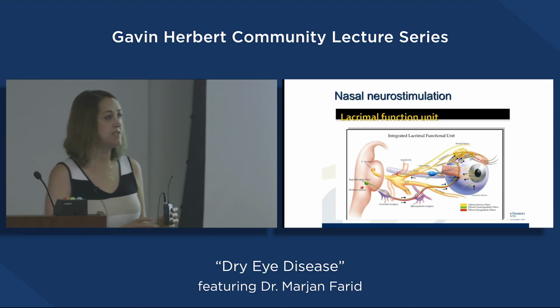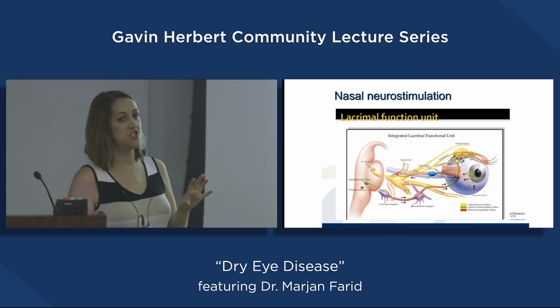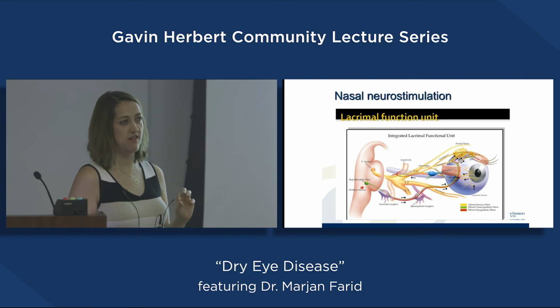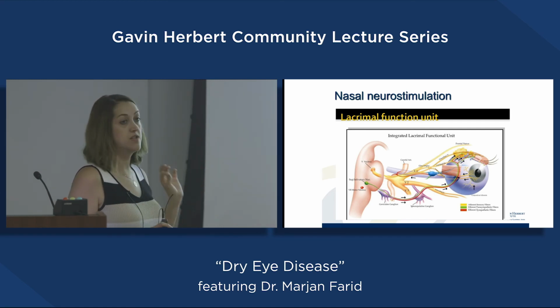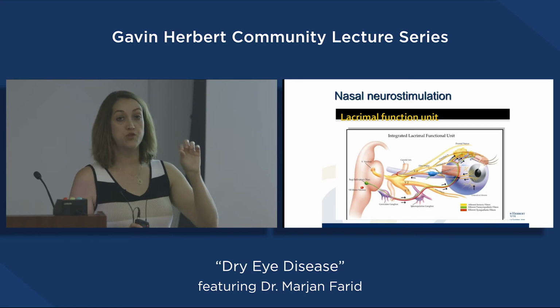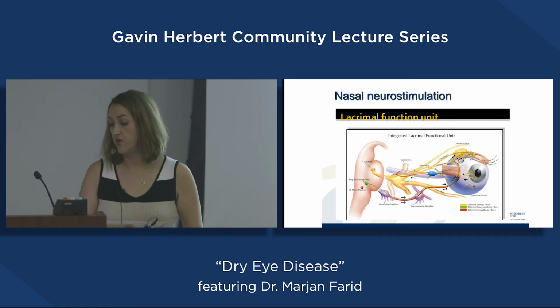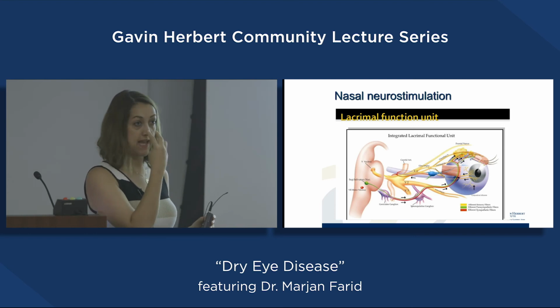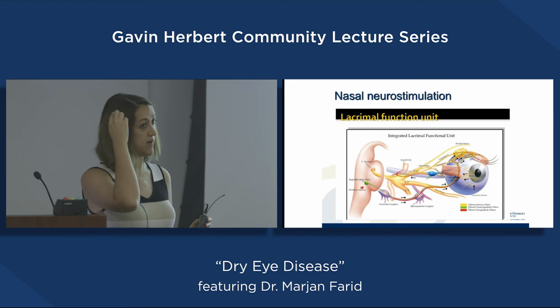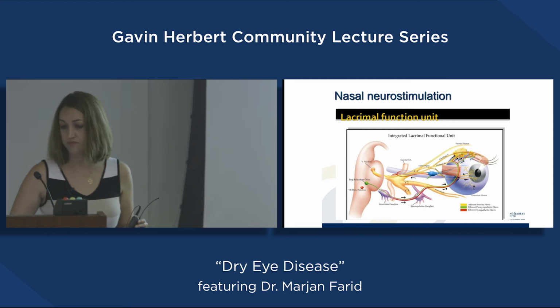All right, so I'm going to switch gears a little bit. Neural stimulation. This is kind of an interesting new area of dry eye treatment. It's built around triggering the nerves that produce a tear. So there are nerves essentially on the surface of the eye and in the nose, the nasociliary nerve, that feed back to our brain to produce tears.